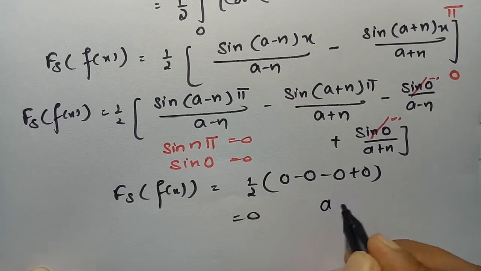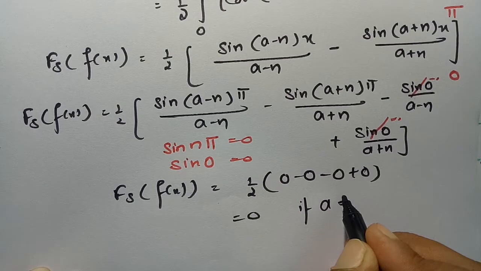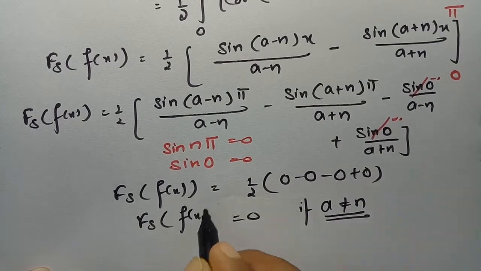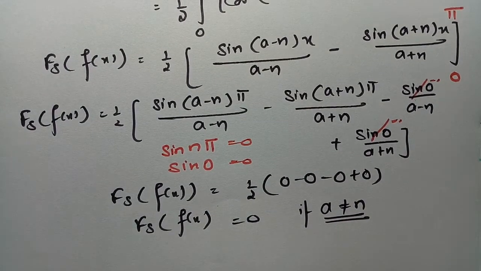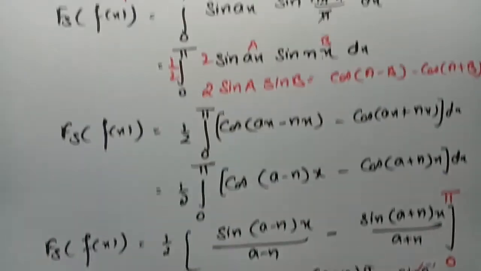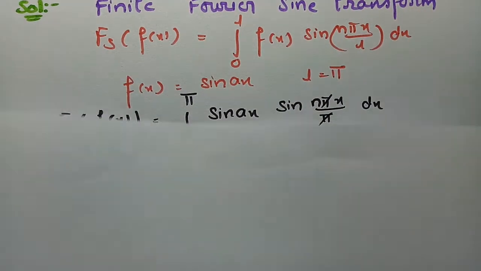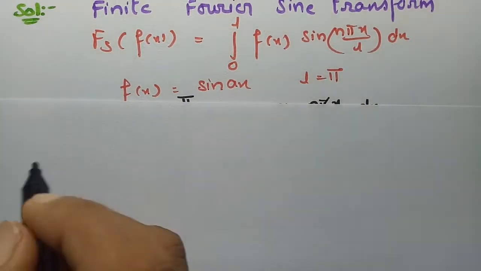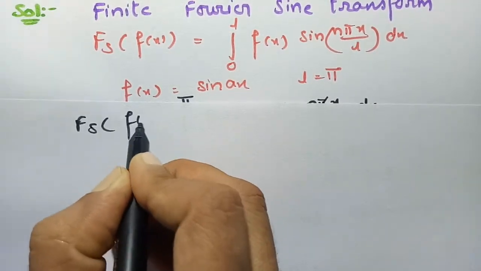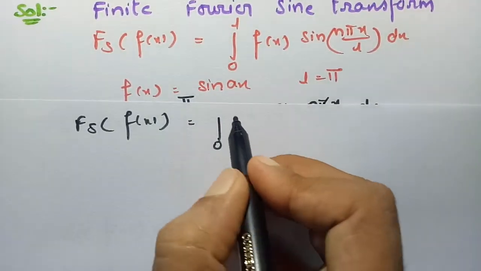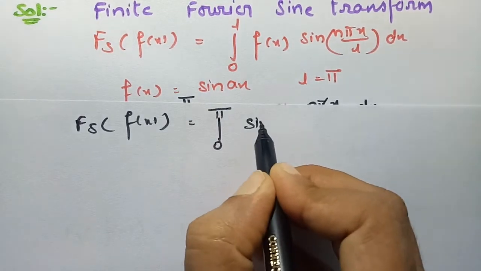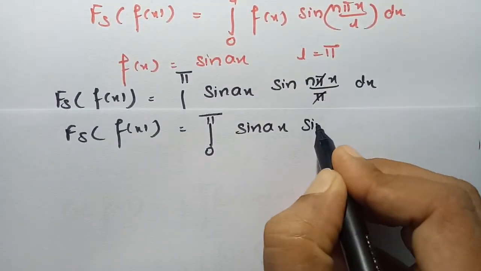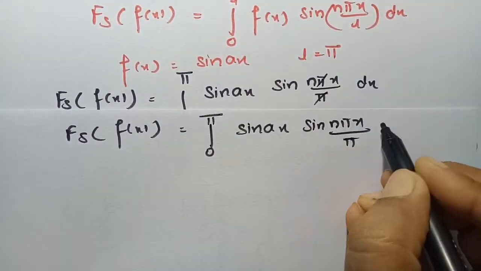Here is a condition: if a is not equal to n, then the Fourier sine transform of the function is 0. So if a is equal to n, see what will happen. In the same function, we take the condition that a is equal to n. In this formula, the Fourier sine transform of the function f of x is the integral from 0 to L, where L here is pi, f of x here is sine ax, and this is sine n pi x by pi dx.